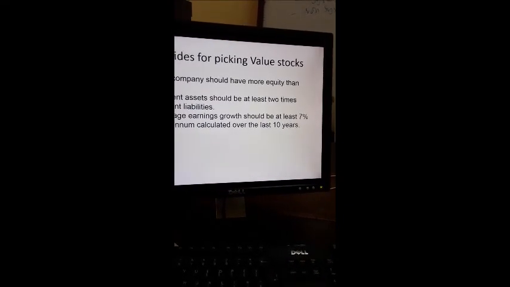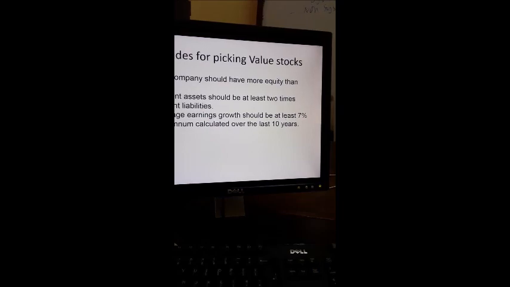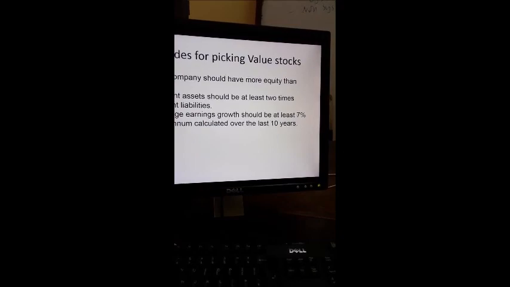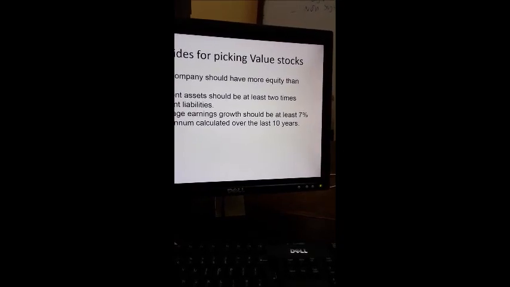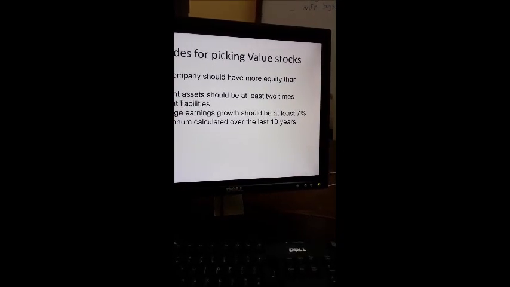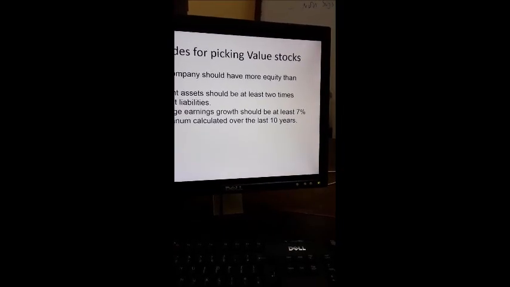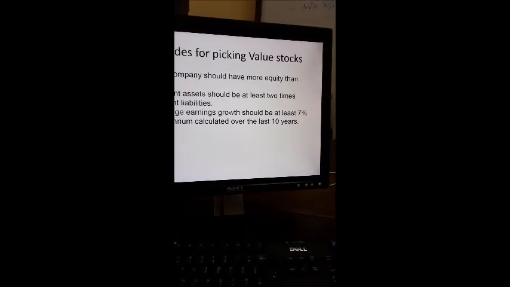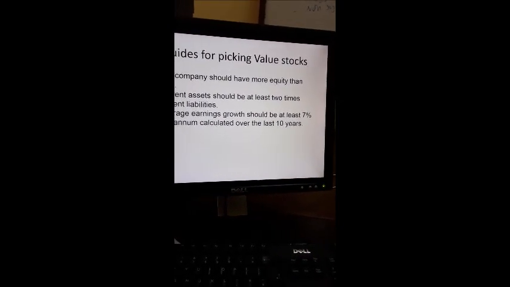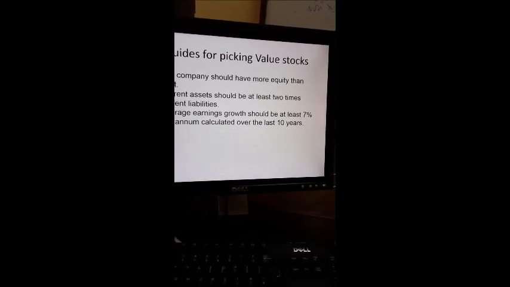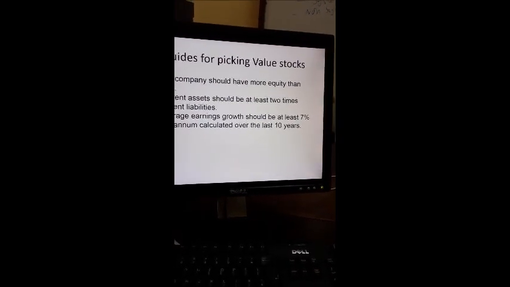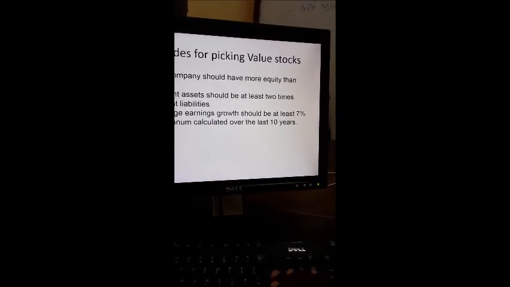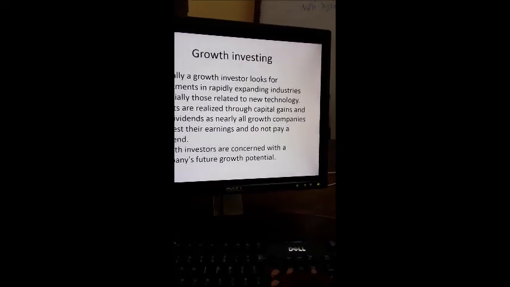Now, a guide for picking value stock. The company should have more equity than debt. Current assets should be at least 2 times current liabilities. The average earning growth should be at least 7% per annum, calculated over the last 10 years. So these are guides which you need to follow when you want to choose a value share, or these are strategies followed by value investors who follow the value strategy.